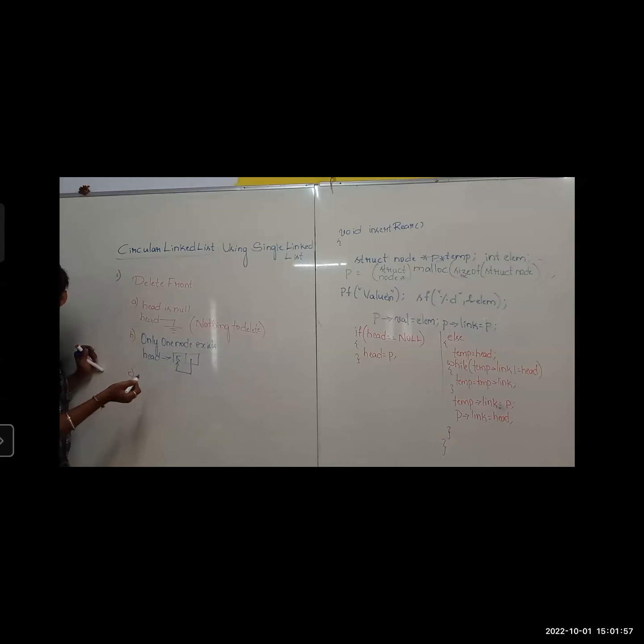Yes, sir. What should I print? The value. The element deleted is. Which value? Head's value, I should print as 5. And then what should I do? Free it. And then it should be pointing to null. Yes, sir. Okay, so the solution part I'm not writing here.